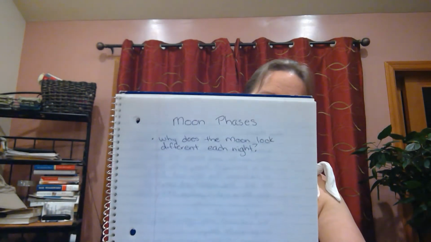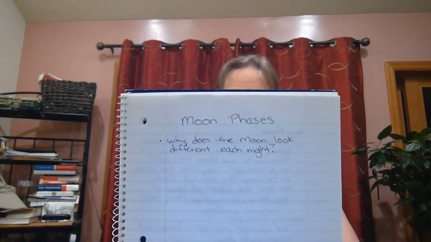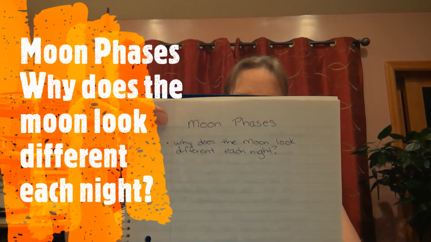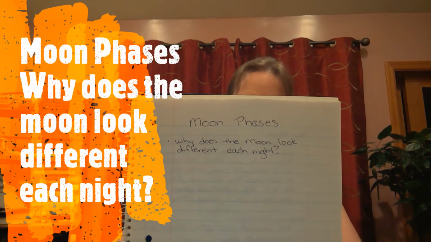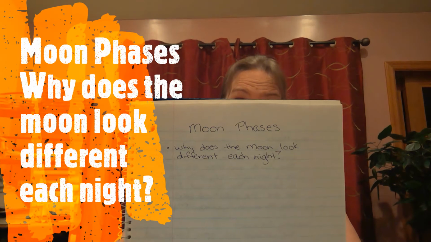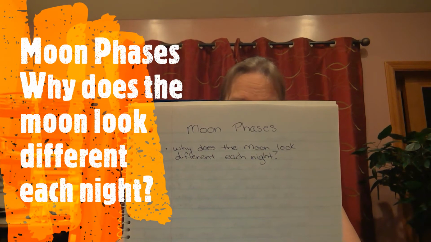Okay, so what you're going to need for today, you need your journal, you need a pencil. So I'm going to share with you a PowerPoint, okay? But I want you to start with the heading at the top of your paper, and I will show it to you, and a question. Now, it will be on the first slide. Moon phases, that's going to be our title, but then there's an opening question. Why does the moon look different each night?